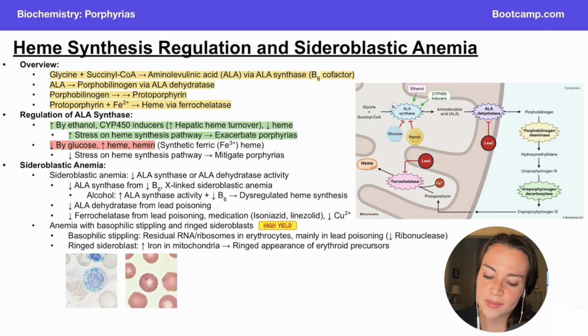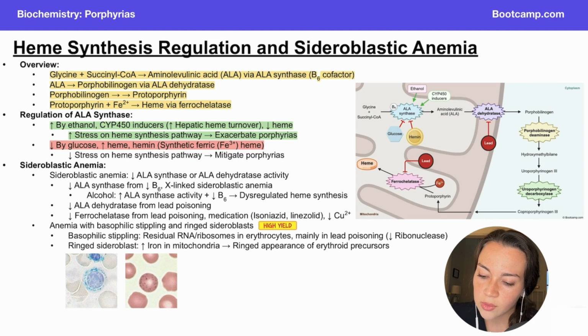The only difference between hemin and heme is that hemin has the Fe3+, or the ferric form of iron, in its center as opposed to the Fe2+. And why would we even want to make this in the first place? Well, this synthetic heme is used to treat porphyrias. We'll talk about that more in our videos on porphyrias.